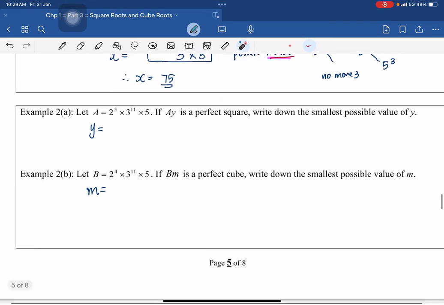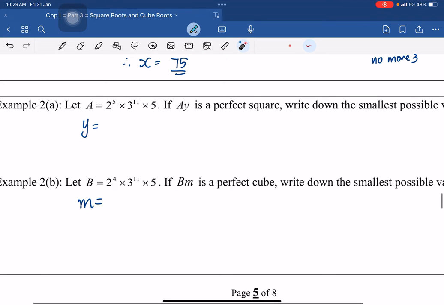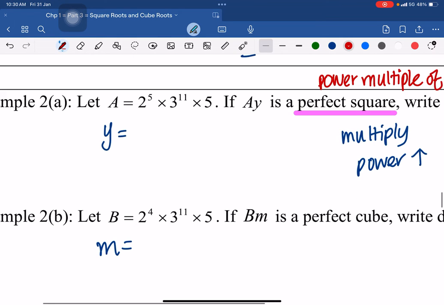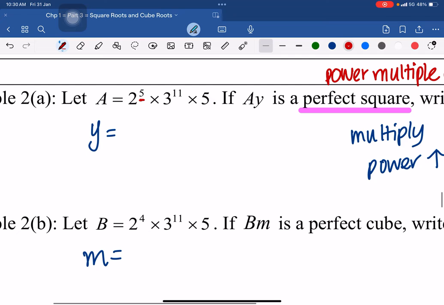Let's try example 2. Now let a be this number and I want a times y to be a perfect square, meaning the power must be a multiple of 2, right? And when multiplying, the powers increase, and it's a perfect square, so the power must be a multiple of 2. Let's take a look at our factors here. This is 2 to the power of 5. Is this already a perfect square?